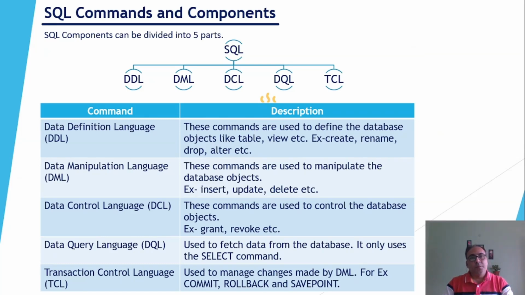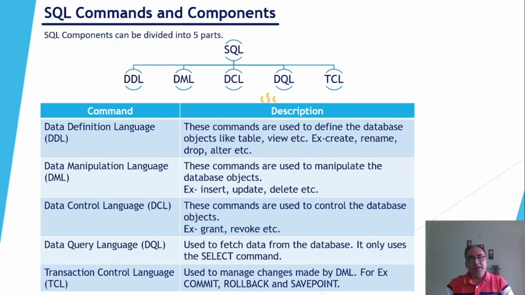Now, SQL components can be divided into 5 parts: DDL, DML, DCL, DQL, TCL. Let's try to understand what exactly these mean. DDL, data definition language. These are the commands used to define database objects, like tables, views, sequences. Wherever you're going to create or define any sort of database object, DDL will come into the picture. Your create, rename, drop, alter statements all fall under the category of data definition language.